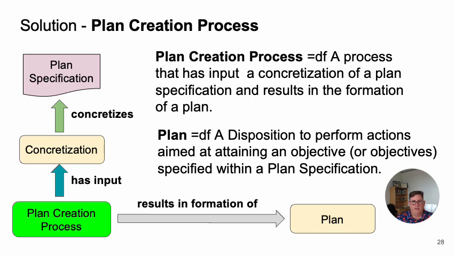So we define plan as a type of disposition. Second, we use a results and formation of relation, which is similar to the relation ontology's results and formation of anatomical entity relation. However, we cannot reuse RO's relation since the plan creation process forms a disposition and not an anatomical entity.